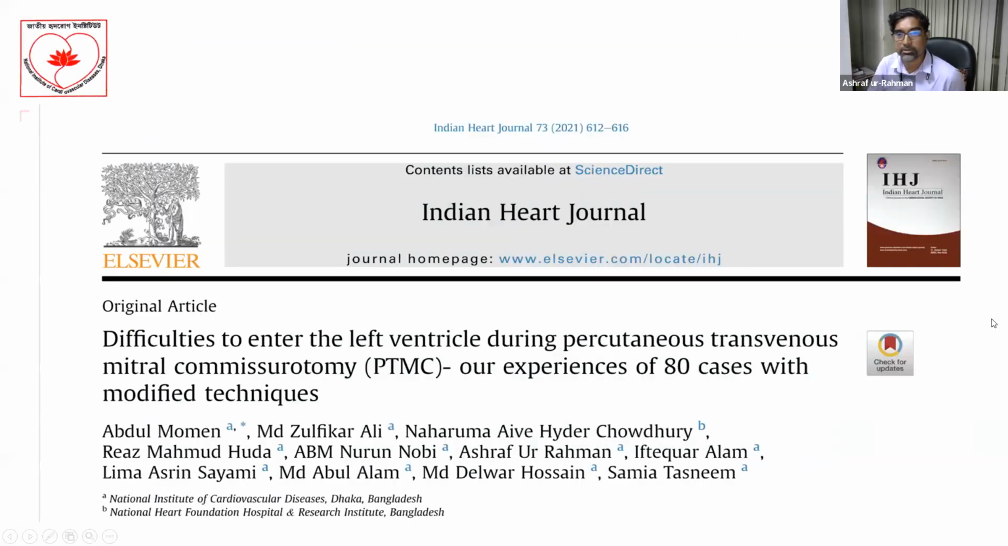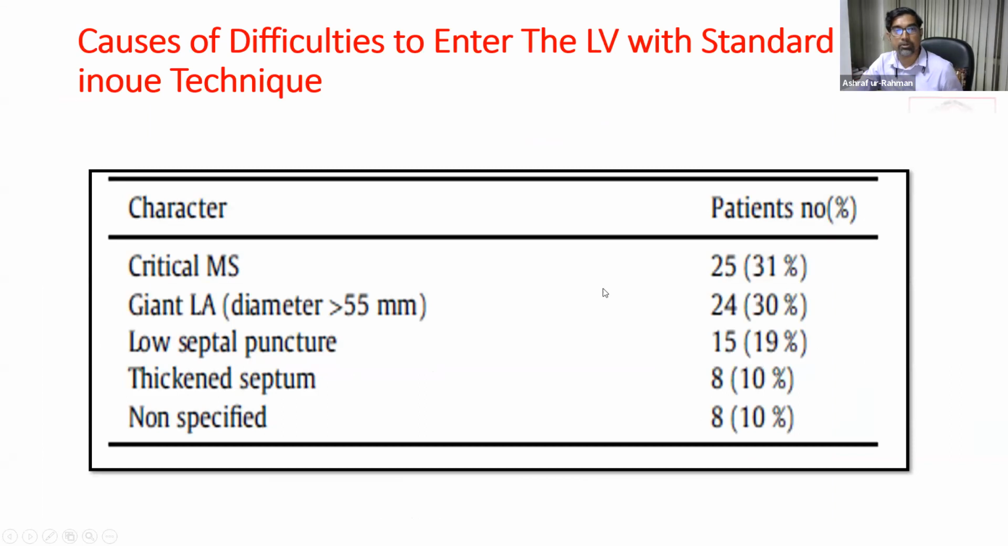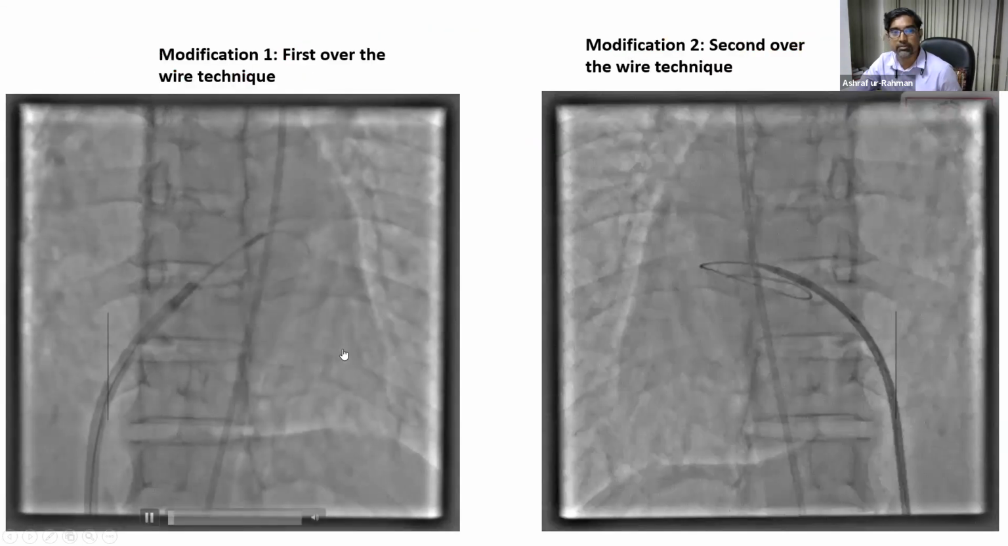And we have our publications on PTMC. We did a modified approach to enter the left ventricle, with an experience of 80 cases. When we faced difficulty entering the left ventricle, we took 2 over-the-wire techniques, and we also looked for the causes of difficulty entering the left ventricle. We found that the causes are critical MS, giant LA, low septal puncture, thickened septum, and non-specified causes.